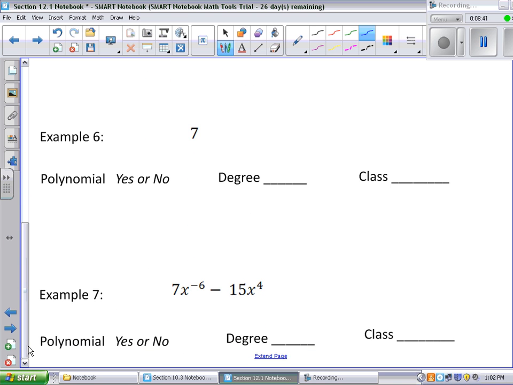This is a very good example. This is a polynomial, yes. Now here, the understood variable is x to the 0. This is just a constant, but it has an understood variable of x to the 0. The degree is 0, and it is classified as a monomial because it has 1 term.